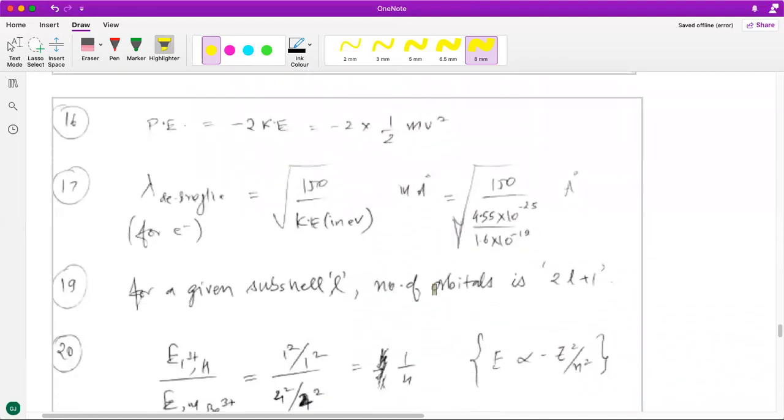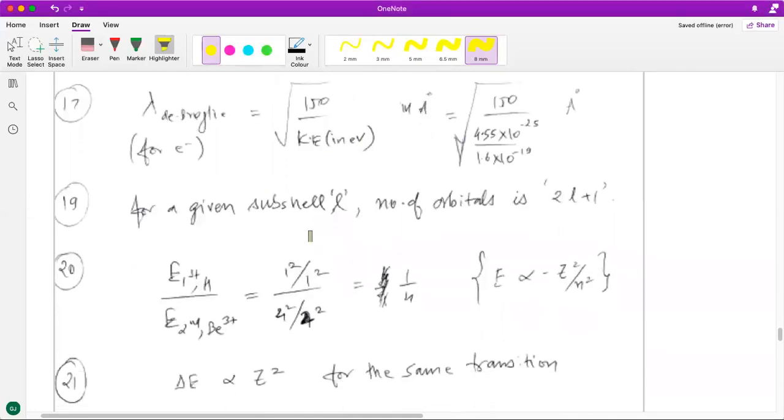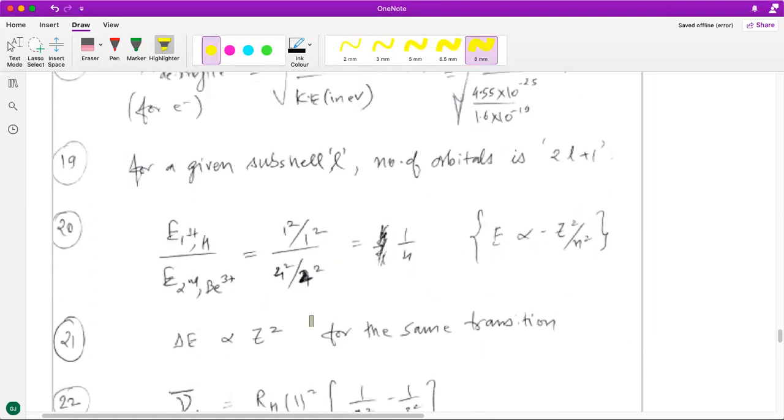All right. 16th question is a straightforward question, a result from Bohr model of atom, that the potential energy is minus 2 times kinetic energy. 17th question is also straightforward, just that you have to convert the kinetic energy from joule to eV to get the answer in angstrom. Then 19th question, this is something that we discussed just some time back, that for a given subshell, the number of orbitals is 2l plus 1.